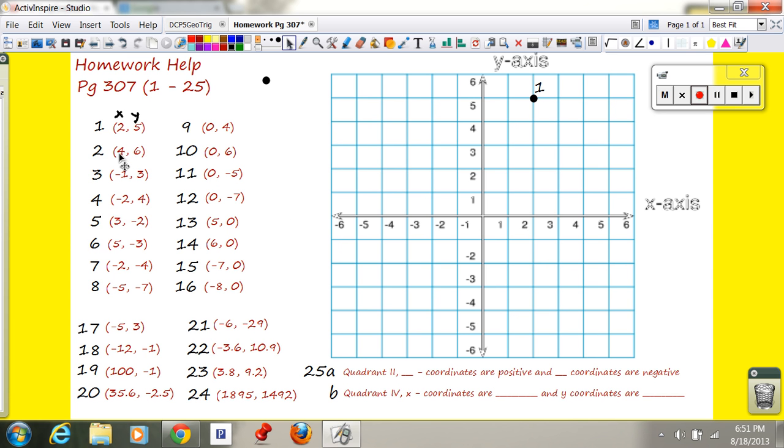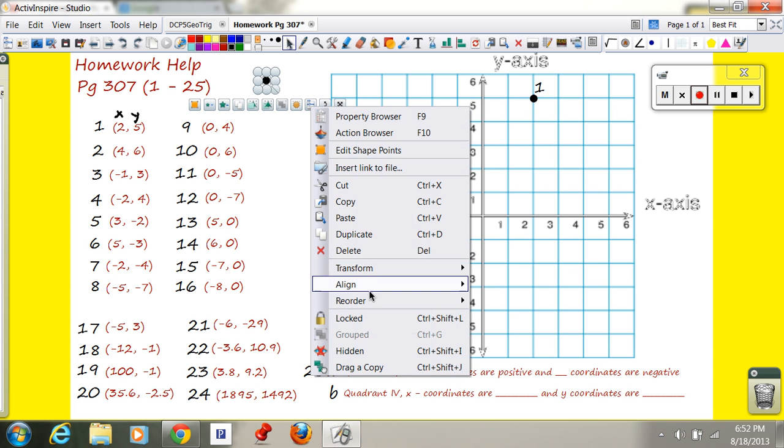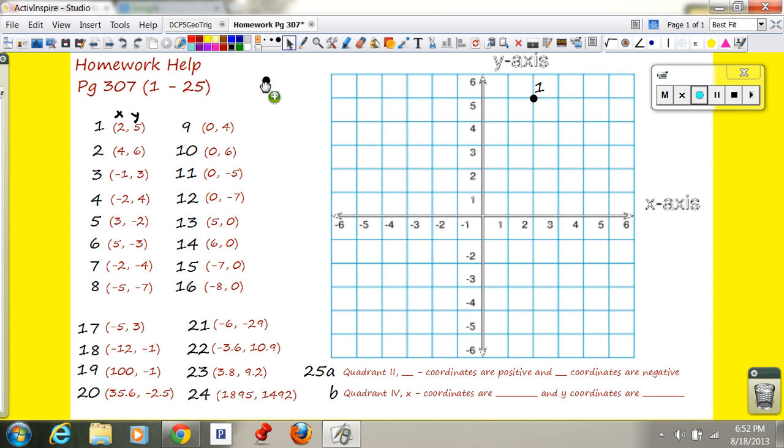Number 2 says to go over 4 and up 6. So I want to take a point, grab one. Not there anymore, so let me fix that. Hold on. Drag a copy. Alright, I need to go over 4 and up 6. And there's point 2. Point 3 is negative 1, 3. So I need to go over negative 1 first, and then go up 3. That would be point 3.